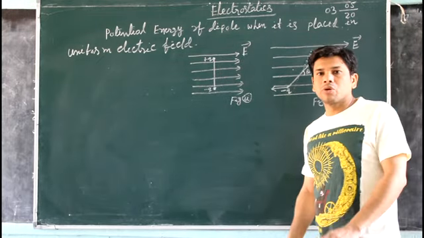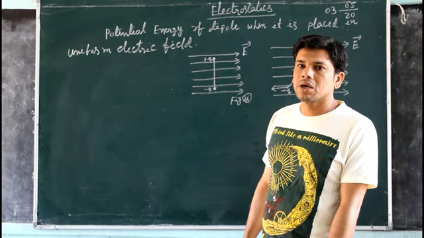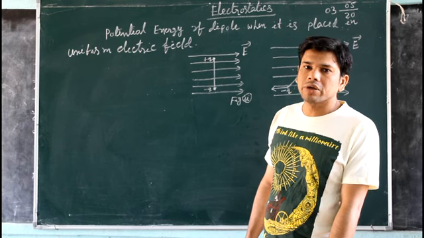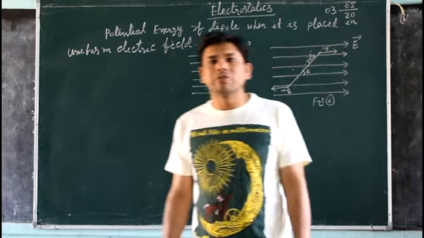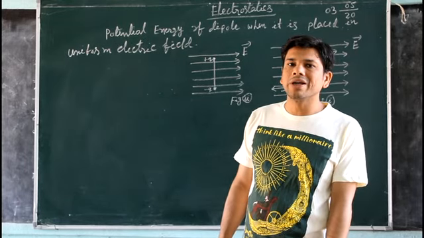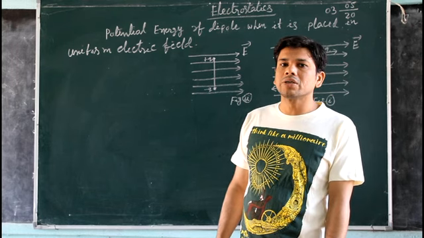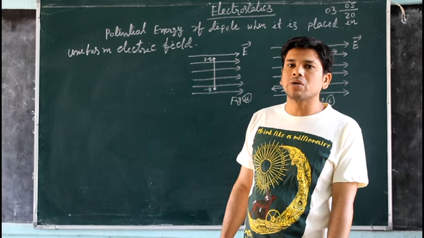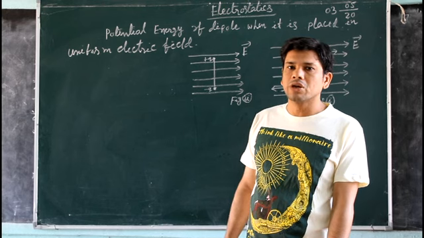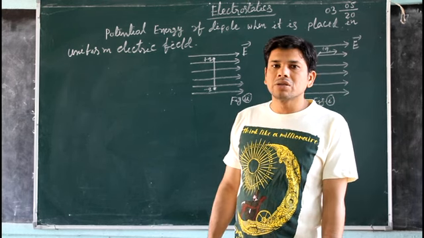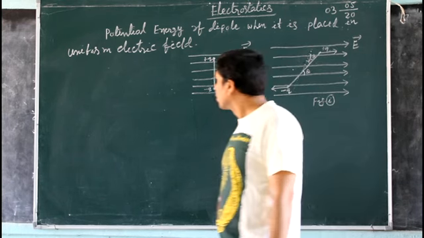Today I am going to discuss potential energy due to a dipole when it is placed inside a uniform electric field. As already discussed, when a dipole is placed inside a uniform electric field, it experiences torque. The expression for the torque, already discussed, is vector tau equals vector P cross vector E. That formula we have to use here to find the potential energy of a dipole when it is placed in a uniform electric field.